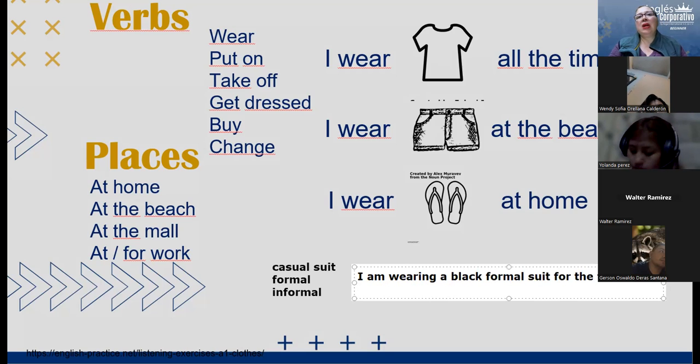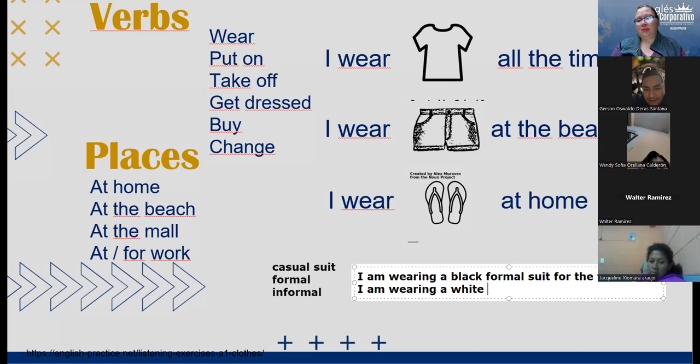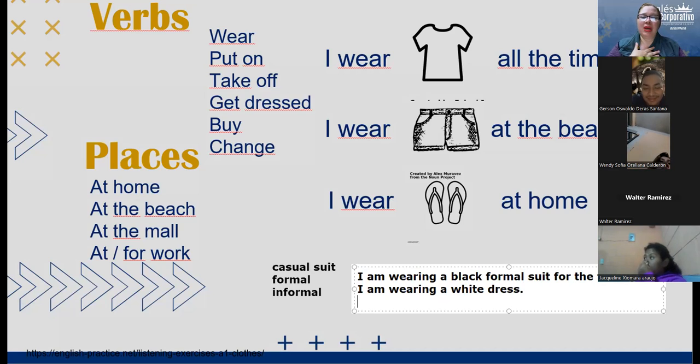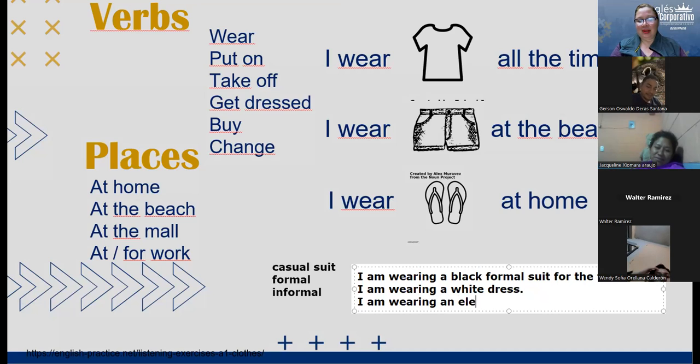Now, in a wedding, imagine you are in a wedding. I am wearing a white dress. If I am the bride, I'm wearing the white dress, right? Imagine I am a princess. What am I wearing? I am wearing a pink dress. An elegant pink dress. Okay, there you are.